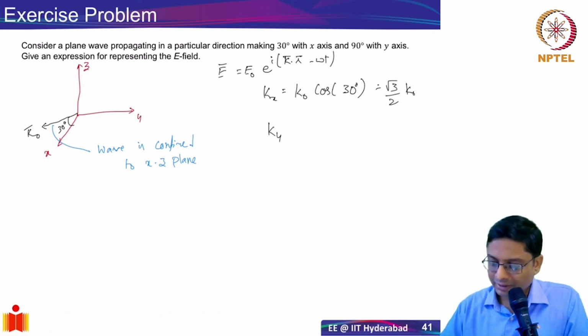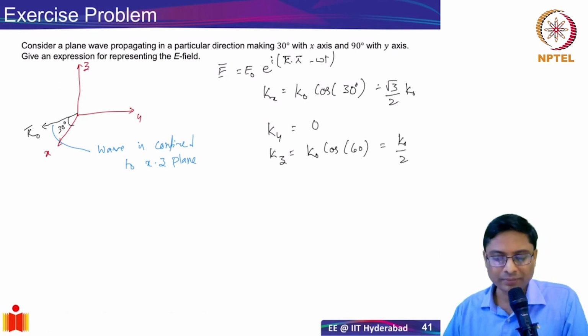What is ky? Since it's 90 degrees, there is no component, so this is going to be 0. And kz is going to be the cosine with the z axis, right? So that is 60 degrees there. So k naught cosine of 60 degrees. That is going to be 1 over 2. Okay, these are the components.